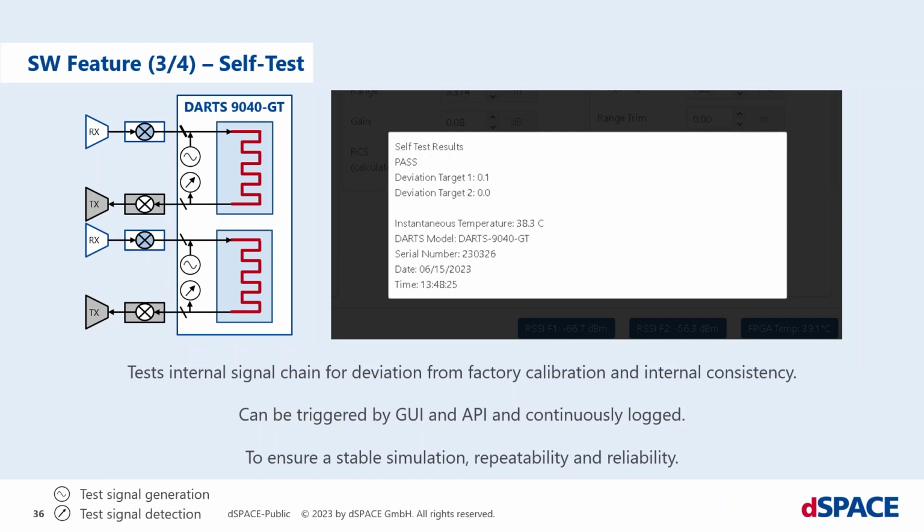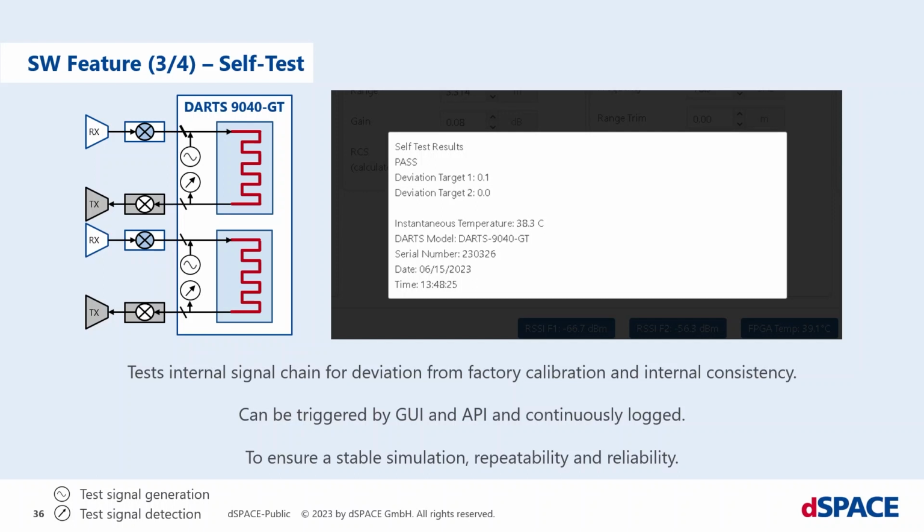Third, the self-test. DARTS is used for very sensitive applications, for example, calibration of radar sensors during production. It is important to make sure that DARTS is always working within specifications. To do this, DARTS can diagnose its internal signal chain for deviations from a factory calibration and for internal consistency.